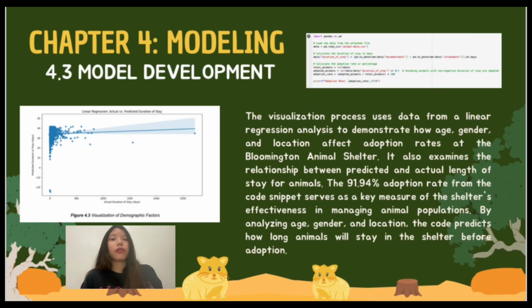For this part, the visualization shows how age, gender, and location influence adoption rates at the Bloomington Animal Shelter. It also explores the correlation between predicted and actual length of stay for animals. The 91.94% adoption rate reflects the shelter's effectiveness in managing the animal population. By analyzing age, gender, and location, the code predicts animals' shelter stay duration before adoption.